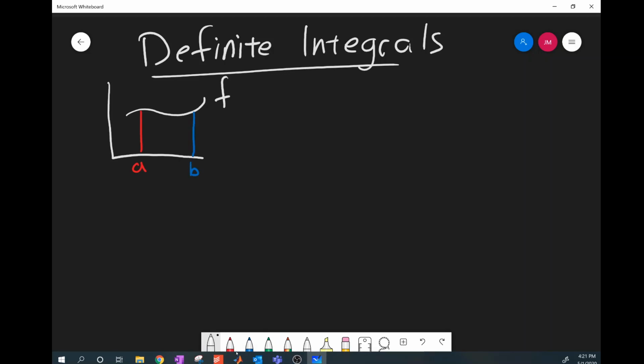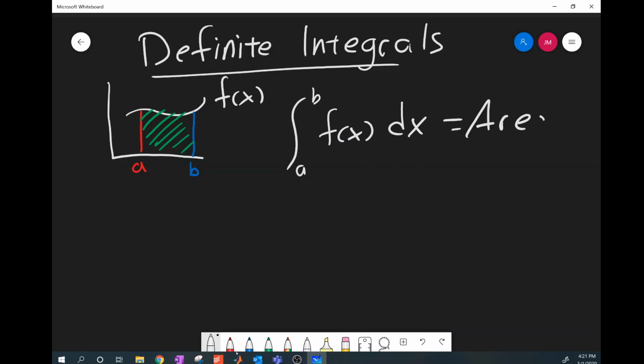So if we have some function f of x from a to b, we can find the area here by performing what's called the definite integral from a to b of f of x dx. And that is equal to the area. There's one extremely important rule. Your a must be less than b.